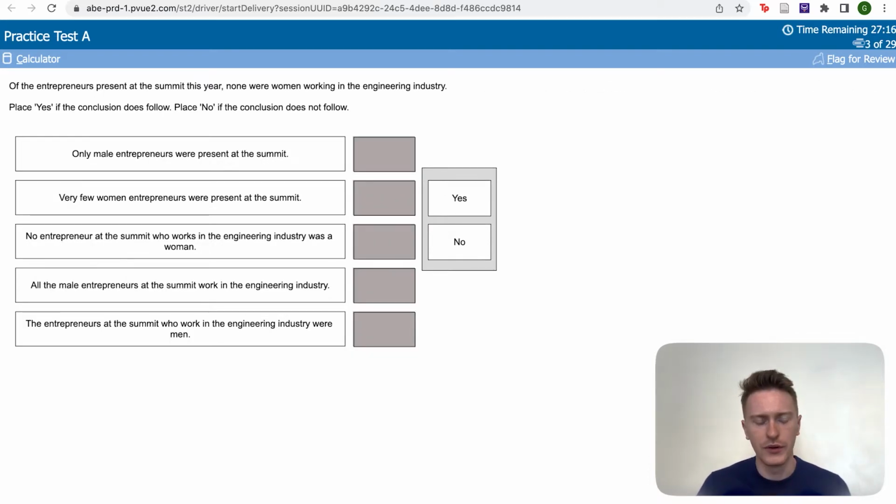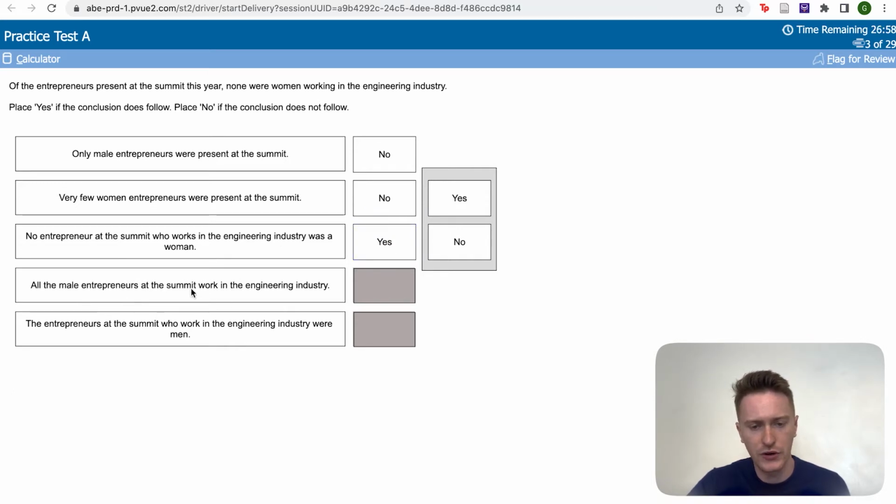Okay, this is more straightforward. I can imagine this situation a lot easier. Only male, no, we're just told there's no female engineers. Very few women entrepreneurs, no, we don't know anything else about the other things. No entrepreneur at the summit who works in engineering, well, yeah, that's what it's saying. So there's no woman engineers here.